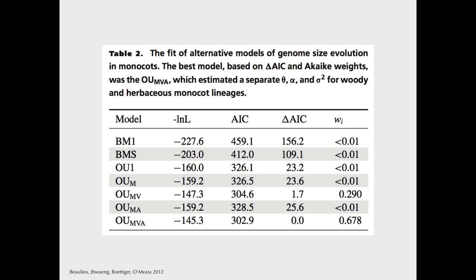And here we show how we fit different models. So we have all these models in the set, their likelihood, the AIC. Which model is best here? OUMVA. Does that mean they're evolving in an OUMVA way? I say no. It just means that's the model that's best supported. It means that's the model that loses the least amount of information. But it might not be an OUMVA process. It could be some trend process or some punctuated equilibrium process that happens to be best fit by this model.